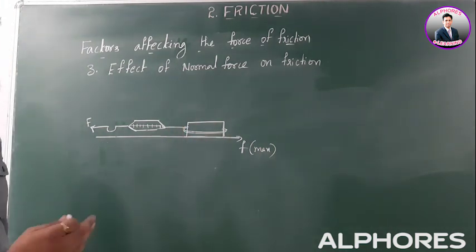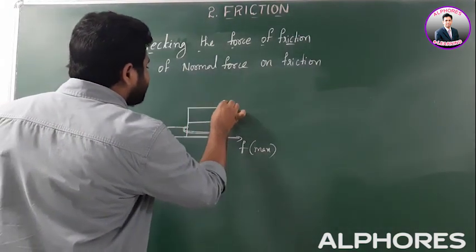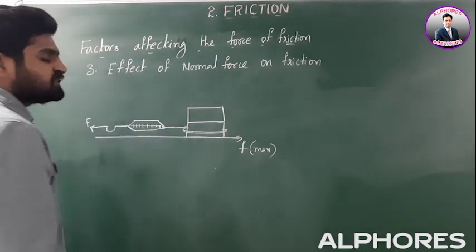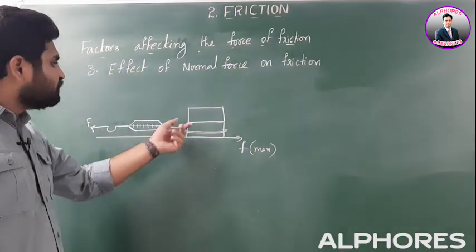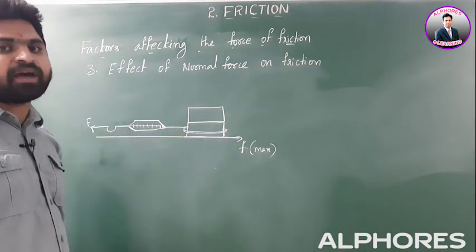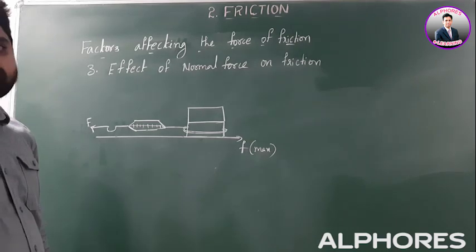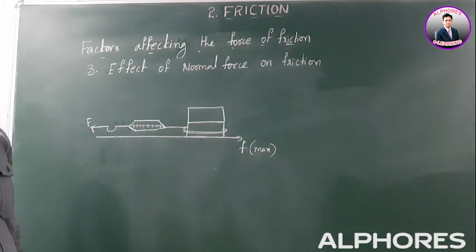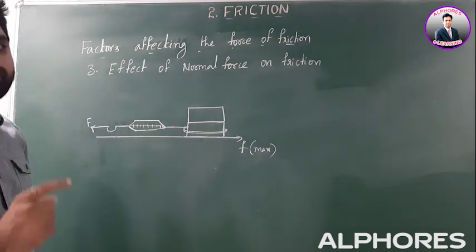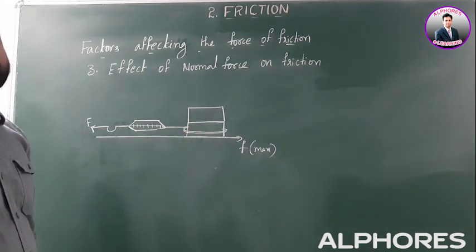Now, second case: arrange one more brick over this first brick. Now try to pull this brick with the help of this spring balance. Of course, the bricks do not move. It is just because of the frictional force between this brick and this floor. If you go on increasing the applied force, at some particular point these two bricks together are ready to move.